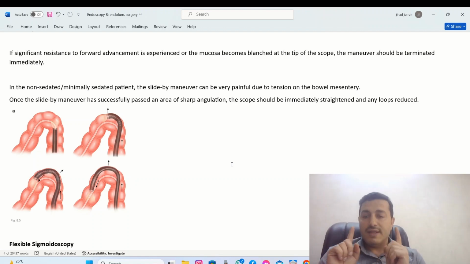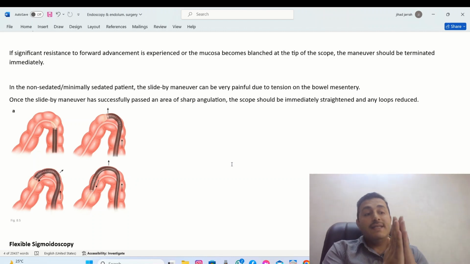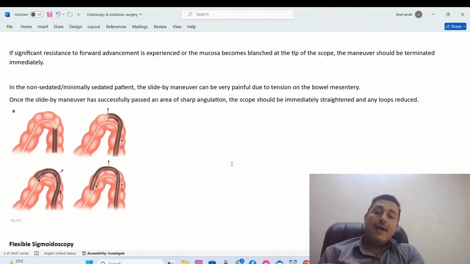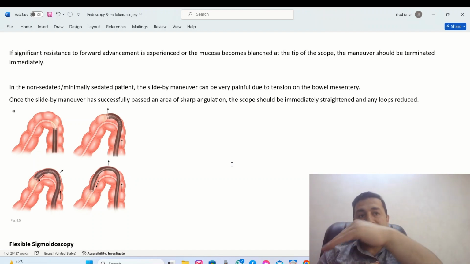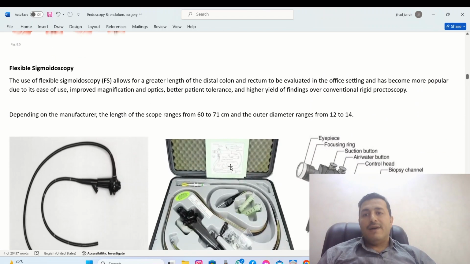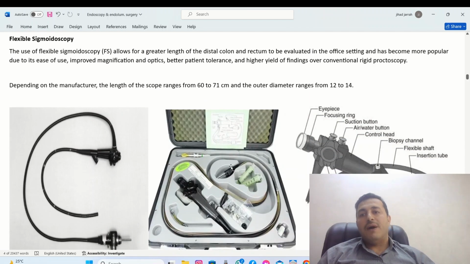So you blindly push the scope after maximal deflection of the angle, and you push it blindly near the colonic wall, so it will take the route of the colonic wall, and after it goes to the other side of the angle, you will see the resistance is lost. But this is an extremely dangerous procedure and should be done by an experienced endoscopist, and the perforation rate is documented. Okay, let's move and talk about flexible sigmoidoscopy and colonoscopy.